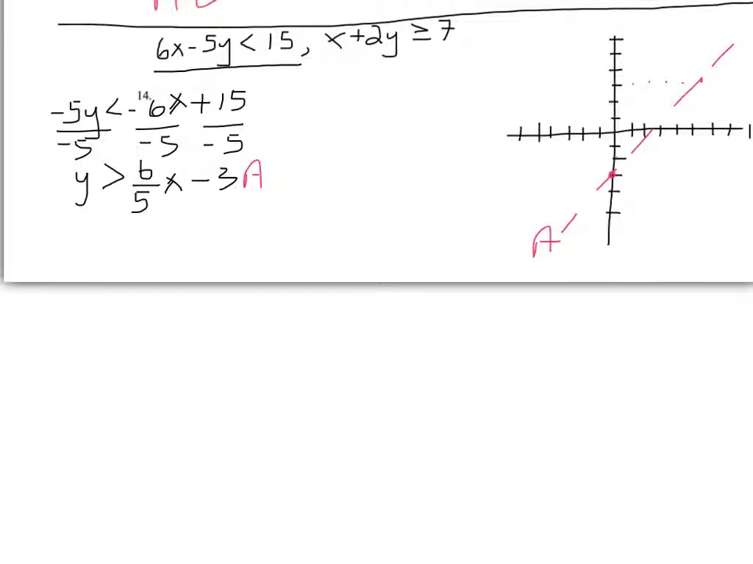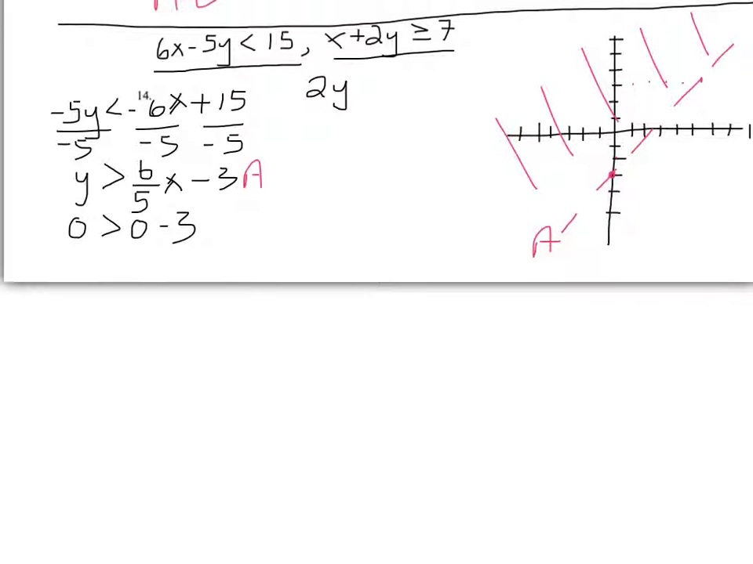Then let's go ahead and plug in 0, 0. 0 is greater than 0 minus 3. 0, 0 does work, so I'm going to be shading above that line. Now I go ahead and take a look at the second equation. I have x plus 2y is greater than or equal to 7.